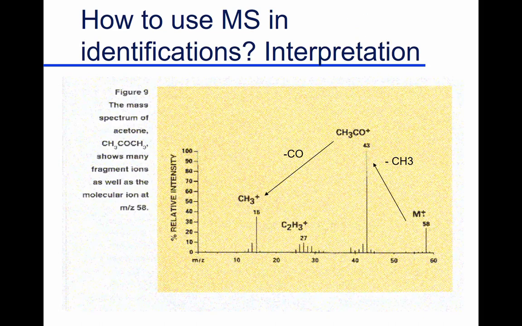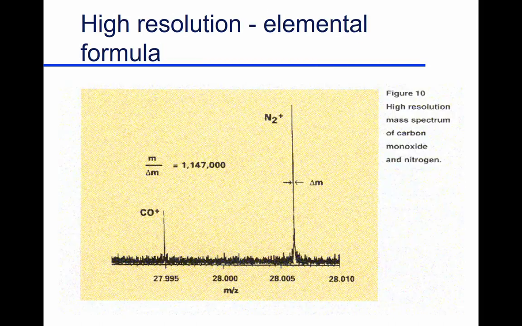High resolution, so this just says it's a mass of 58. It's a low resolution instrument. This is your parent compound, 58 said. It doesn't tell you whether that 58 is made up of oxygen, nitrogen, hydrogen, whatever. It simply says it's 58. And so that's helpful to know, but it's not all helpful.